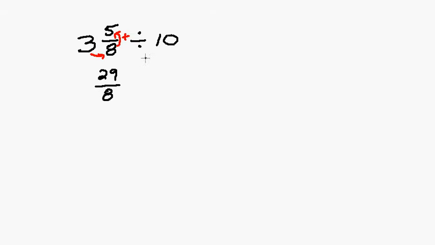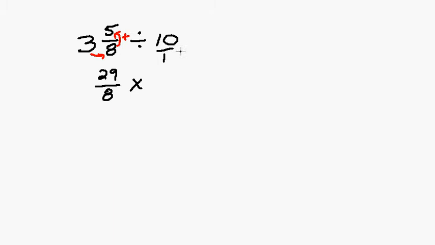So now, because we're dividing and we have a fraction involved, we want to multiply by the reciprocal. So we're going to change this divide sign into a multiply. And then we're going to take the reciprocal of 10. Now 10 isn't written as a fraction right now. We need to flip over a fraction, so we need to think of it as a fraction, which is 10 over 1.